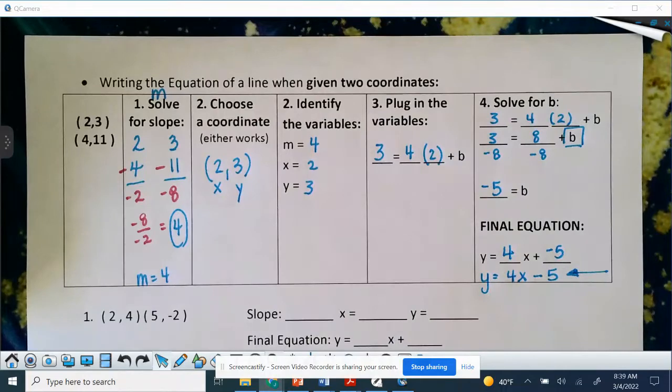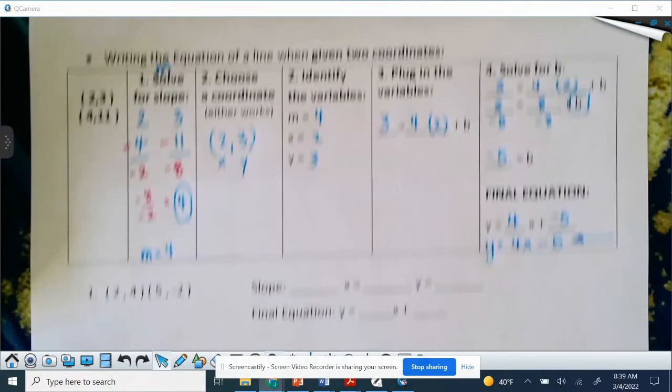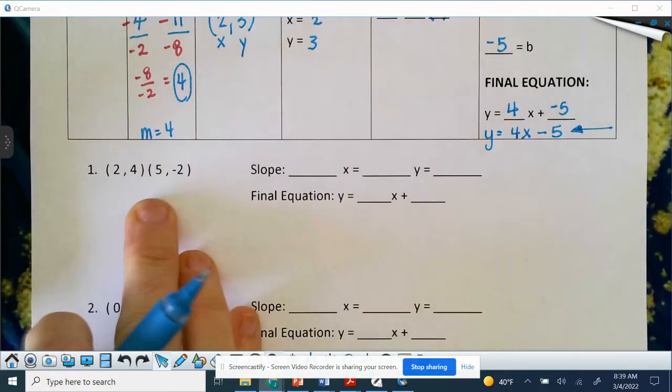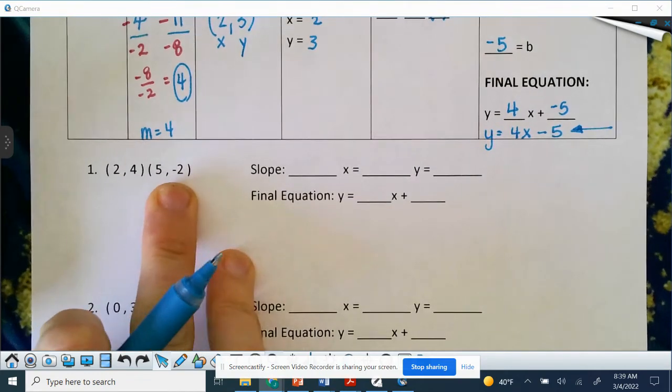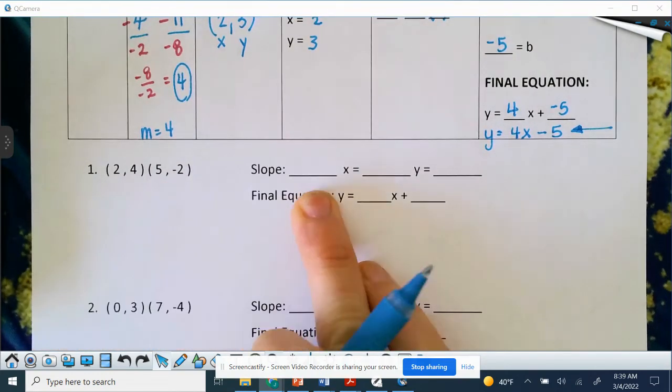All right, let's do a couple more. Ready? So number 1. So we have (2, 4) and (5, -2). So first of all, we got to solve for slope. So I'm going to stack them.